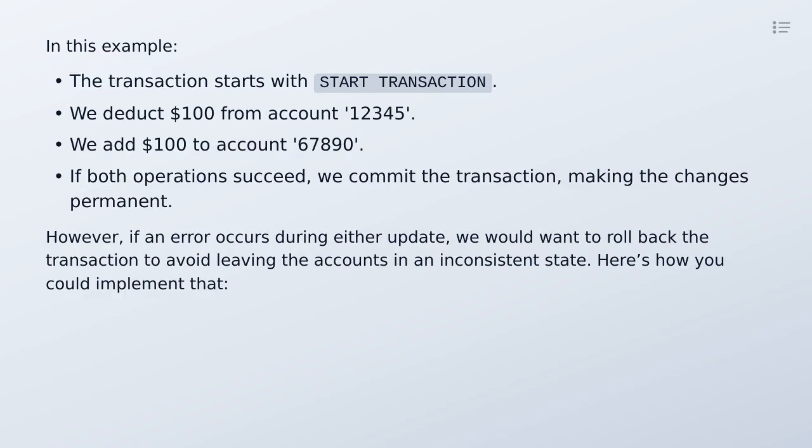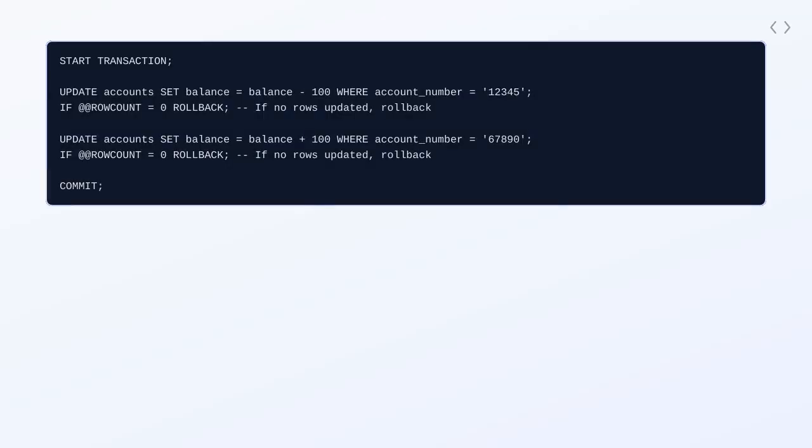In this example, first, the transaction starts with start transaction. Also, we deduct $100 from account 12,345. Also, we add $100 to account 67,890. Finally, if both operations succeed, we commit the transaction, making the changes permanent. However, if an error occurs during either update, we would want to roll back the transaction to avoid leaving the accounts in an inconsistent state. Here's how you could implement that. I'll let you read the examples on screen rather than reading every line aloud.